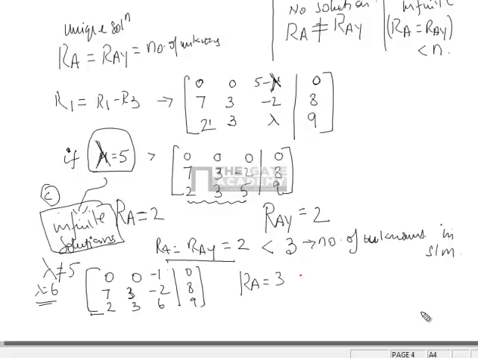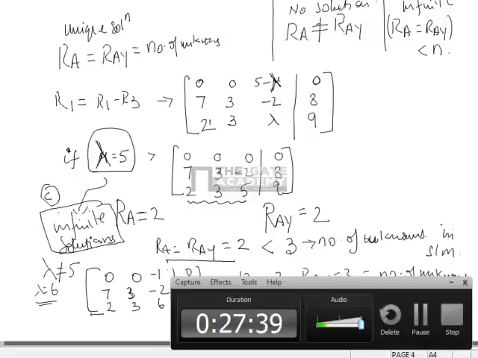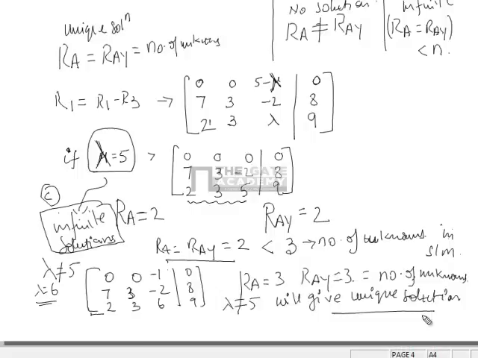Rank of A is 3. Rank of AY is also 3. So lambda not equal to 5, and this is equal to the number of unknowns. So lambda not equal to 5 will give a unique solution. Any value of lambda not equal to 5 will give a unique solution. For lambda equal to 5, I will get infinite solutions.